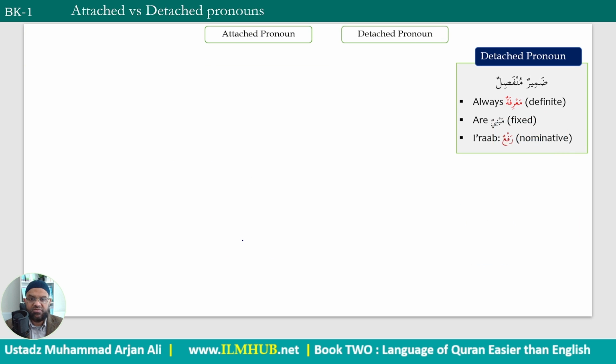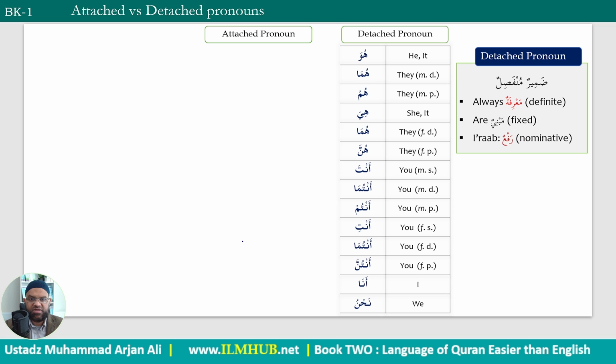So the pronouns are, again, I repeat, this is a revision for what we did in book 1. There are two types, the detached pronouns. Detached pronouns are, and again, you should have memorized these by now. I did strongly recommend that you do so. In lesson number 5, book 1, I went through them. Huwa, huma, hum. Hiya, huma, hunna. Anta, antuma, antum. Anti, antuma, antunna. Ana, nahnu. So these are your 14 detached pronouns.